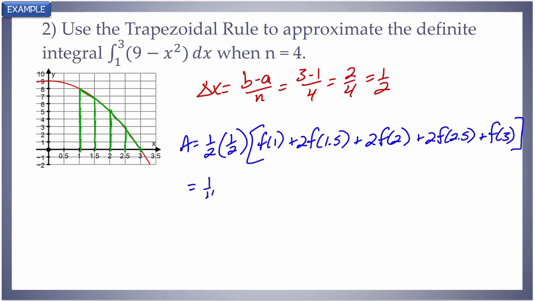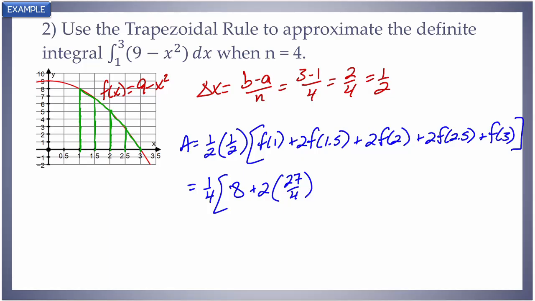So that's 1/4 times f of 1. Here's your function right here. Let me write that down. f of x equals 9 minus x squared. So f of 1, plug that in, you're going to get 8. Plus 2 times f of 1.5, that's going to work out to be 27/4.